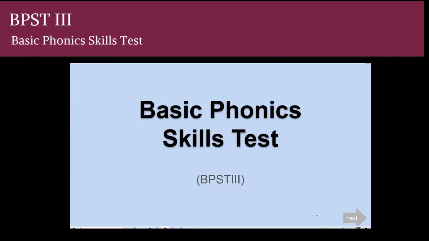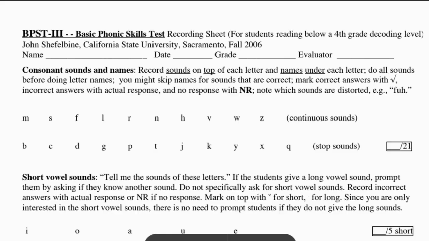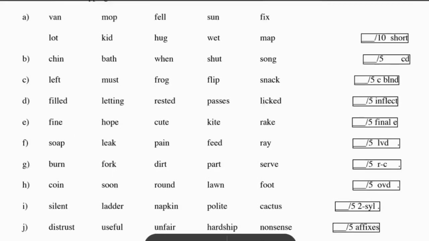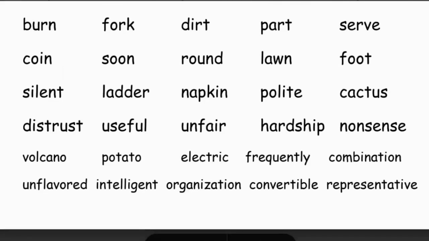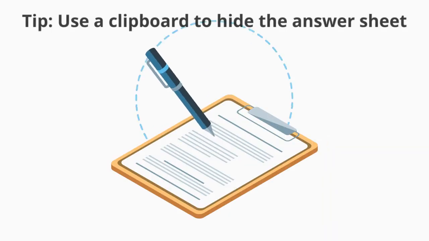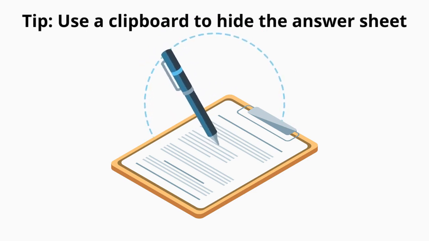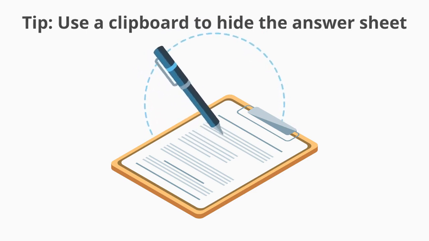Administering the Basic Phonics Skills Test. Make sure you have a copy of the recording sheet. You can show your student the paper copy of the letters and words, or you can show them the letters and words that exist in the slideshow. When giving the test, it's important that you place the recording sheet in such a way that students cannot watch you write down their answers.